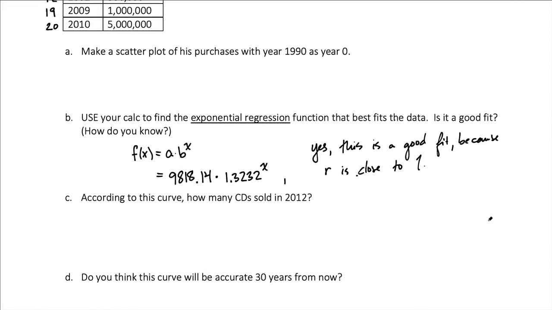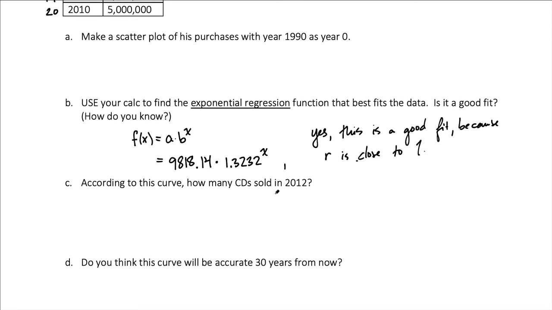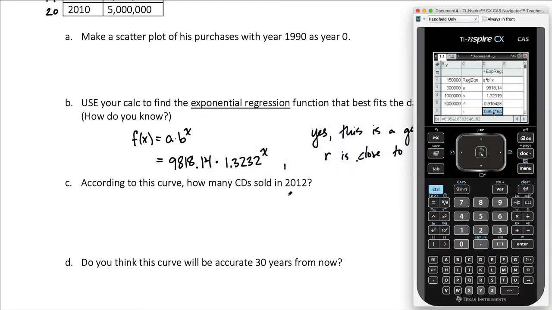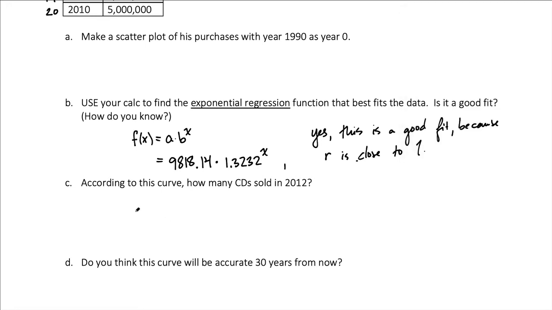All right, so now it says, according to this curve, how many CDs sold in 2012? So now all we need to do is use 2012 in this function that we have, with our a and our b. Notice that our actual data only goes up to 2010, so we're asking for two years after this. Let's plug it in and see what happens. This would be f of 22, because 2012 is 22 years after 1990, which was our year 0.